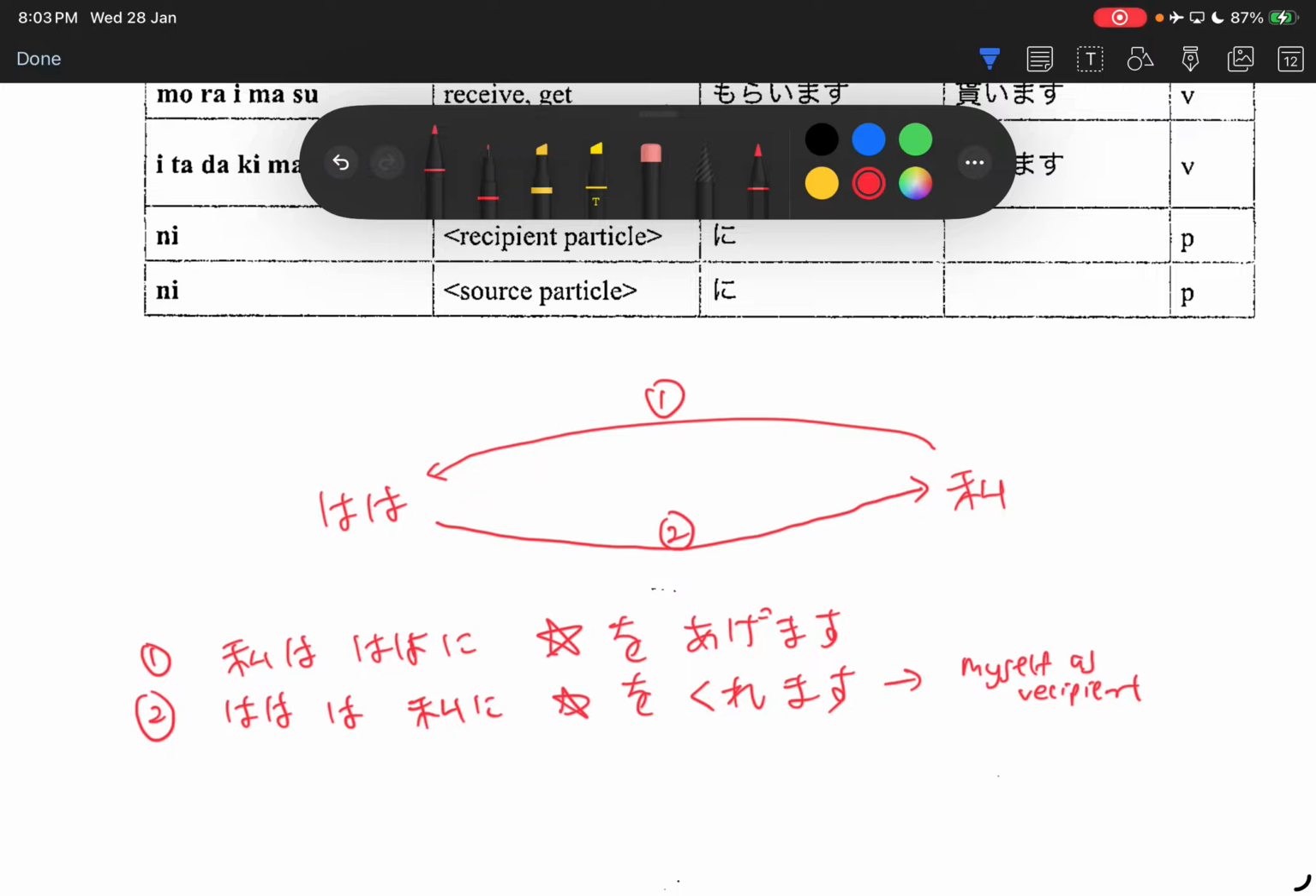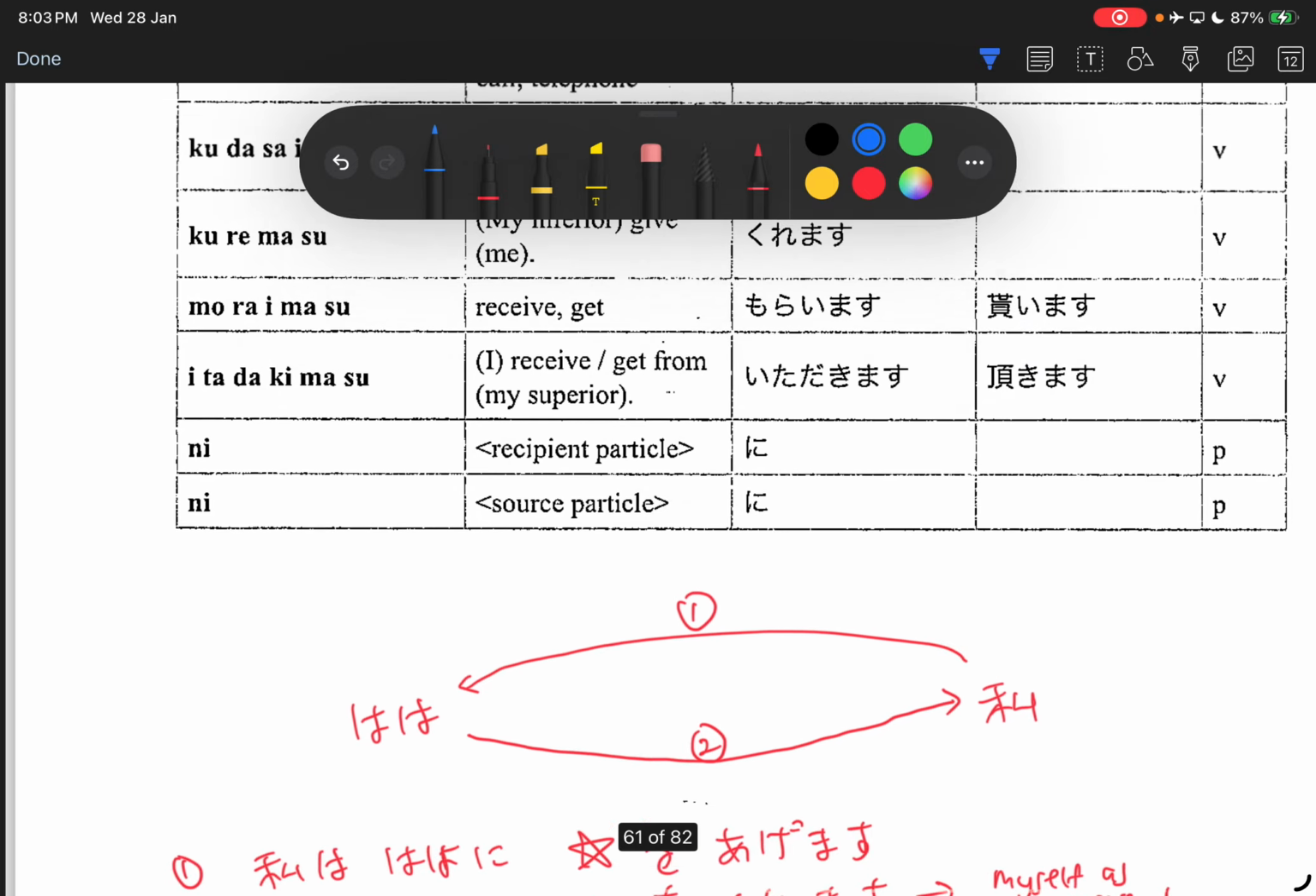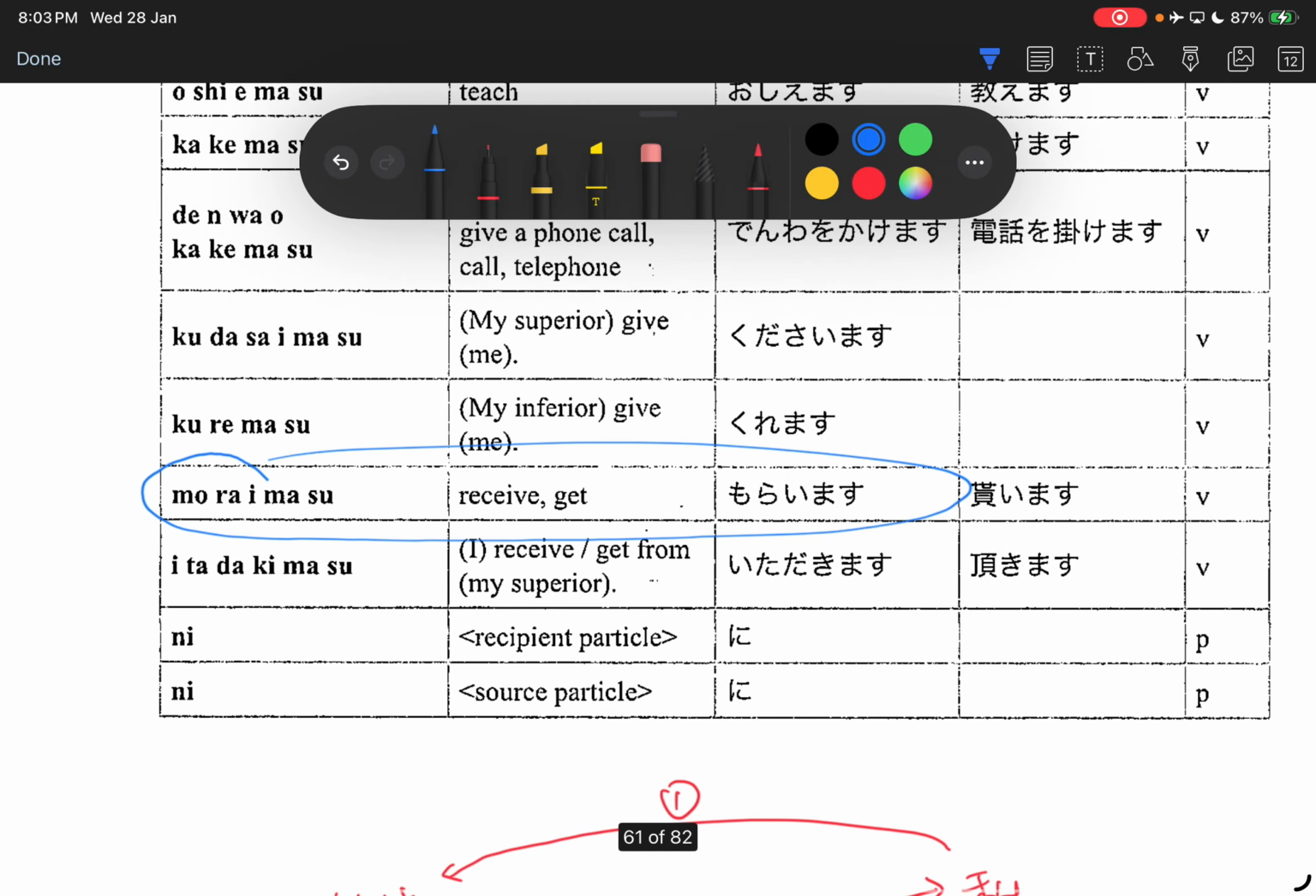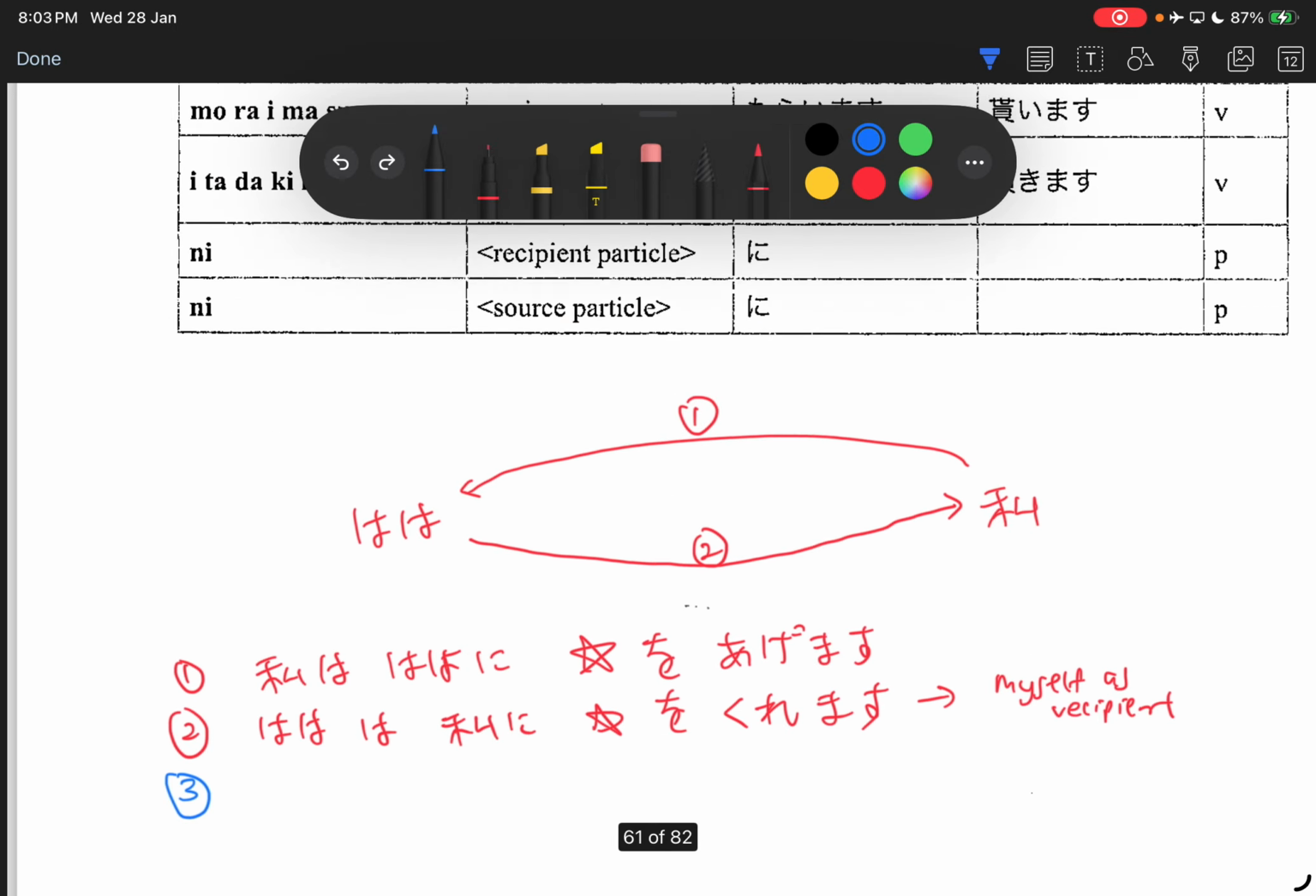To me. So as long as it is to you, you are the recipient, we use kuremasu. Okay, we'll talk about kudasaimasu and itadakimasu in a while. First, I need you to understand this first. Then, let's talk about moraimasu. Moraimasu, if you look at the vocabulary list, it means receive, get.